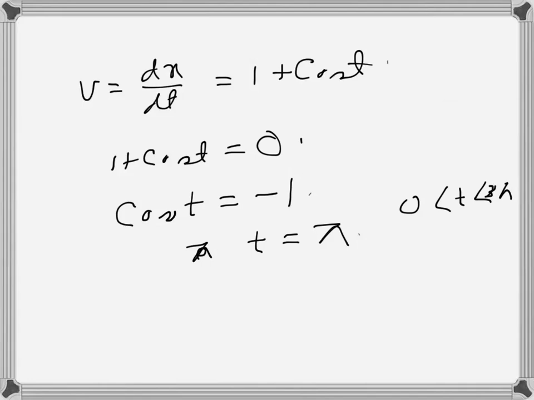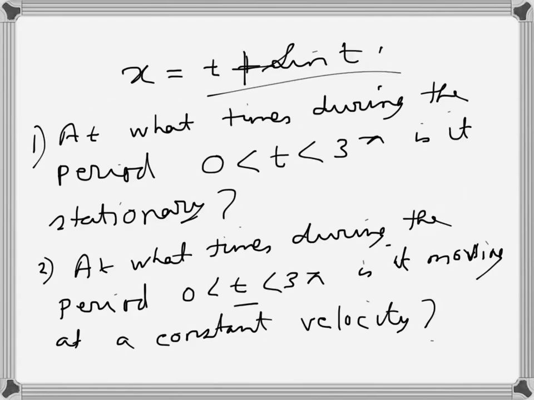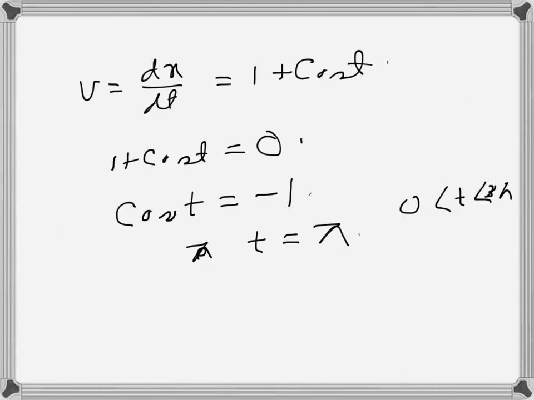So that's there. And then the second part is at what times during the period t 0 to 3 pi is it moving at a constant velocity. So when it moves at a constant velocity, the acceleration is 0. So what we should do, we should differentiate this again to find the acceleration, and then we should equate it to 0 to find those times. So a is dv over dt, and that is minus sine t.